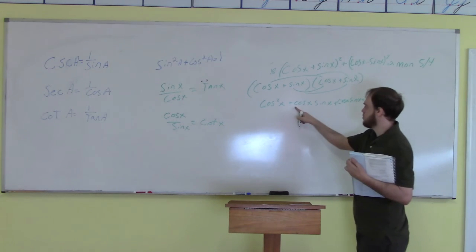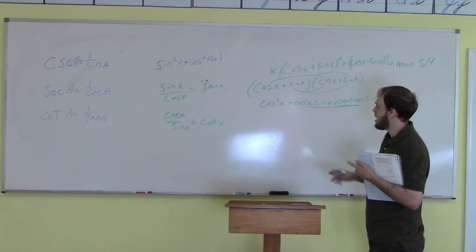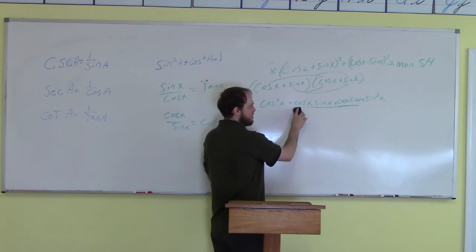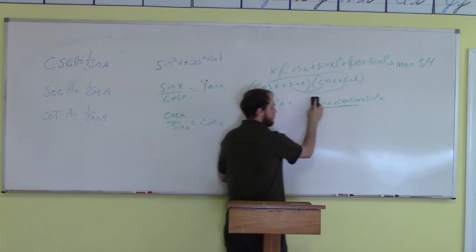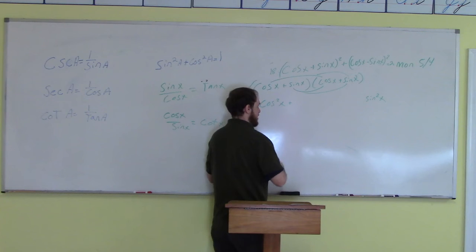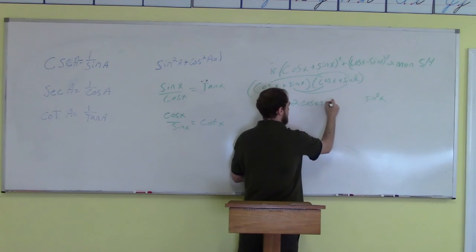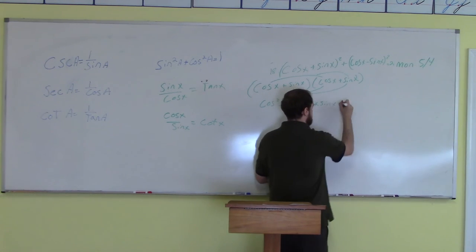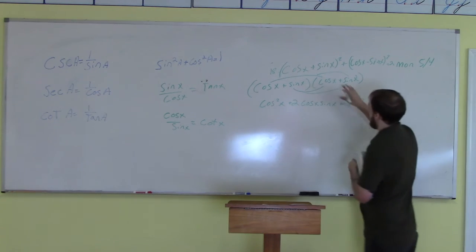So notice these two middle ones are going to combine, and just to save room on the board, I'm going to erase that and combine them. But cosine of x, sine of x, plus cosine of x, sine of x, is going to be 2 cosine of x, sine of x. And then, of course, your sine squared of x. Okay, so that was the first one.